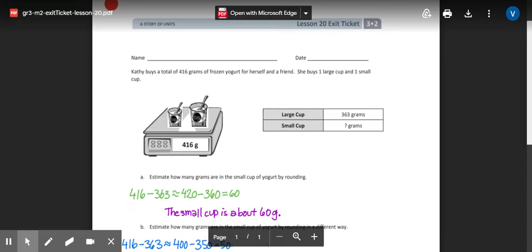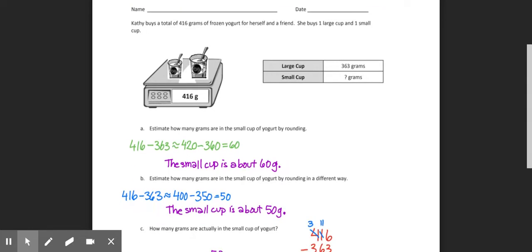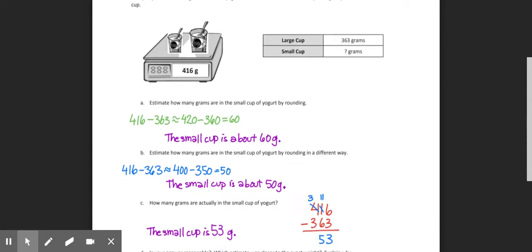Kathy buys a total of 416 grams of frozen yogurt for herself and a friend. She buys one large cup and one small cup. All right, so really look at what they give you. Here's the total of both of them. The large cup is 363 grams. We don't know what the small cup is. So it says, first thing, estimate how many grams are in the small cup of yogurt by rounding.